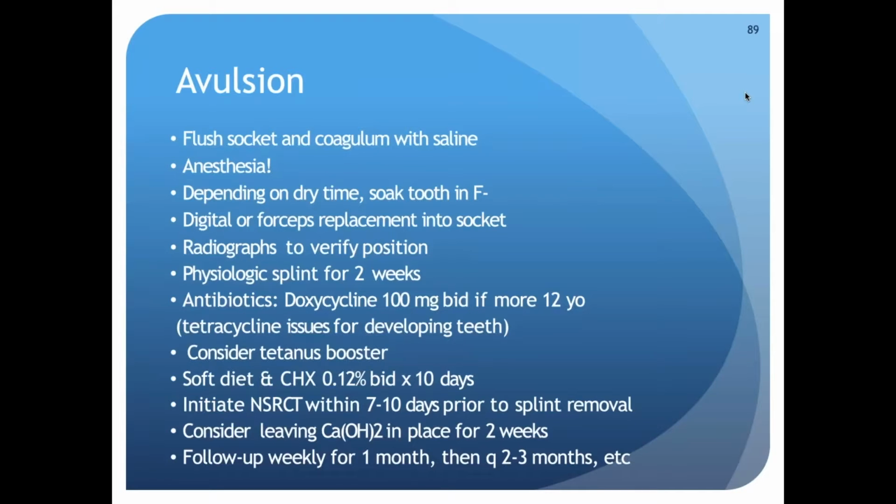So if they're over 12 and they have all their teeth erupted, you can think about doxycycline. That's going to get in the gingival crevicular fluid a little bit better. Make sure their tetanus is up to date. You're going to put them on a soft diet and then chlorhexidine, like Peridex, twice a day for 10 days. And then within about a week, we're going to want to initiate root canal therapy before we remove the splint.